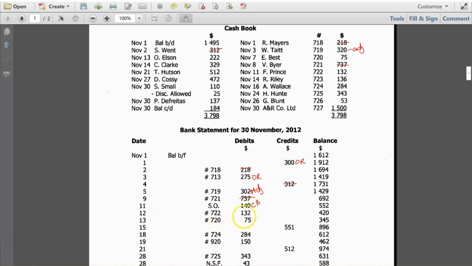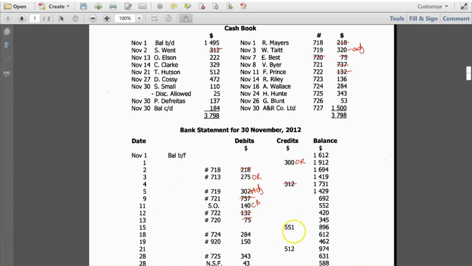Next one is check 722 for 132. Let's see if that's on the credit side of our cash book, and it is. So you cross it off from your cash book and your bank statement. Check 720 is next for $75. We do have that in our cash book on the correct side. So we cross it off of our cash book and our bank statement.